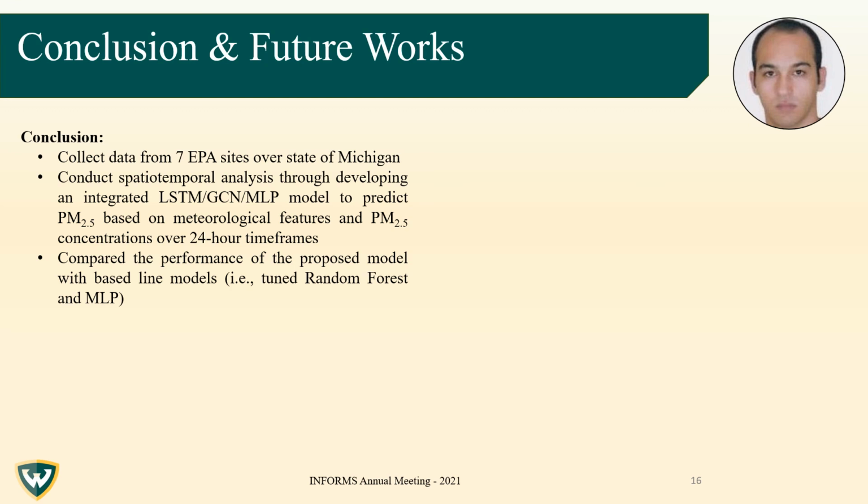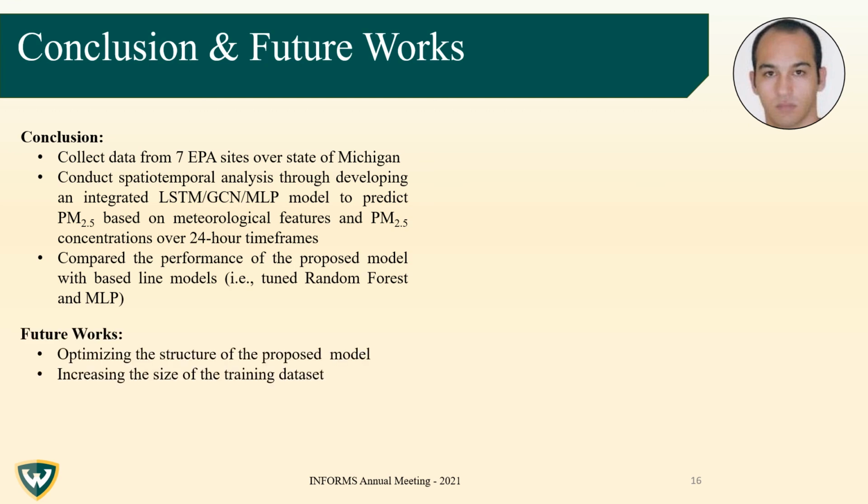To conclude, in this study we collected data from 7 sites over the state of Michigan. We conducted a spatiotemporal analysis through developing a hybrid model in order to predict PM2.5 values based on meteorological features and PM2.5 values over 24-hour time frames. We also compared the performance of our model with baseline models, and the results confirmed that our model outperformed the baselines. As for our future work, we will be optimizing the structure of the proposed model and also will be increasing the size of the training dataset.